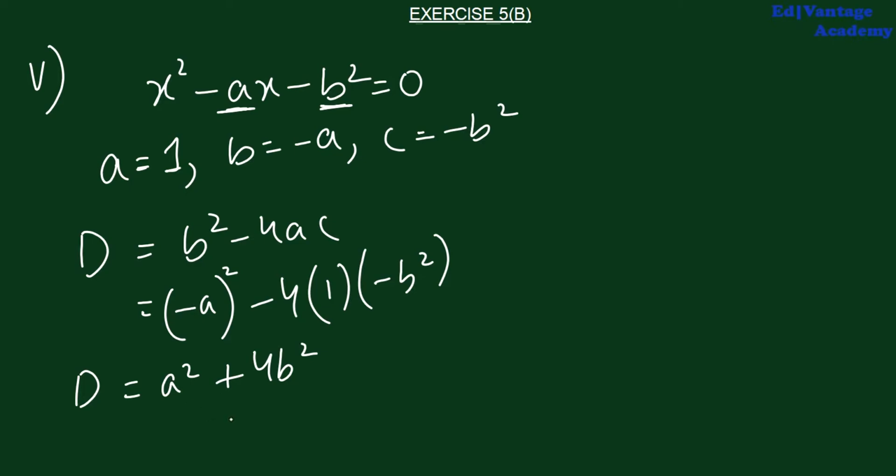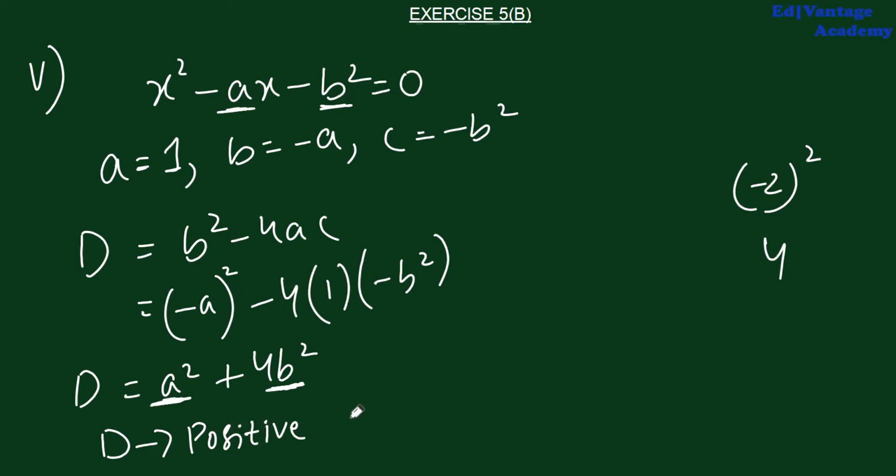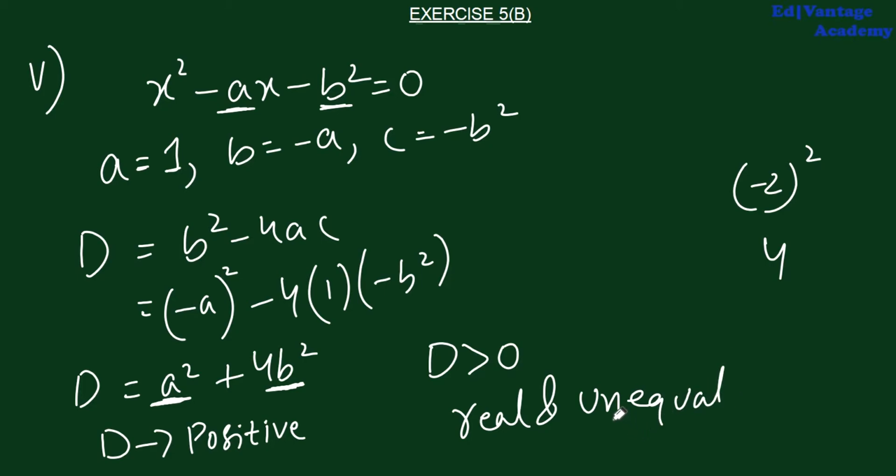But if you think clearly, a square means even if a is a negative value, like even if it is minus 2 square, it will come positive. Similarly b, whether the value is negative or positive, it will come positive. And we know positive number plus positive number, d is positive. So d will be a positive value for sure, no matter what a and b values are. So d is greater than 0. Positive means greater than 0. So since d is greater than 0, roots are real and unequal. So the sixth one you will do as homework.